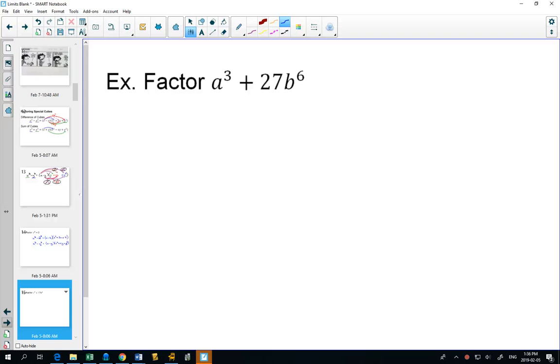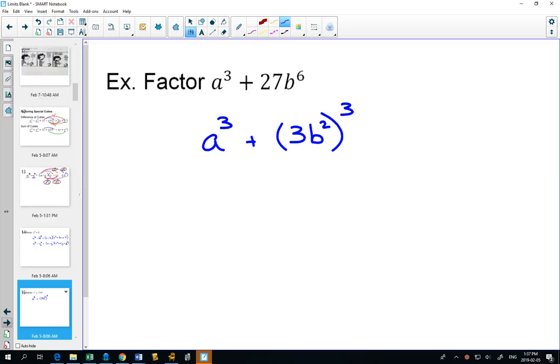The hardest part in factoring a sum or difference of cubes is recognizing that you have that. So in this case, I've got a cubed plus 27b to the 6. How could I write this one? It's easy to notice it's a cube. What do I have here? So it could be a sum of cubes. What would go in the brackets? It's got to be a 3, because 3 cubed is 27. And b squared, b squared, b squared would give me b to the 6.